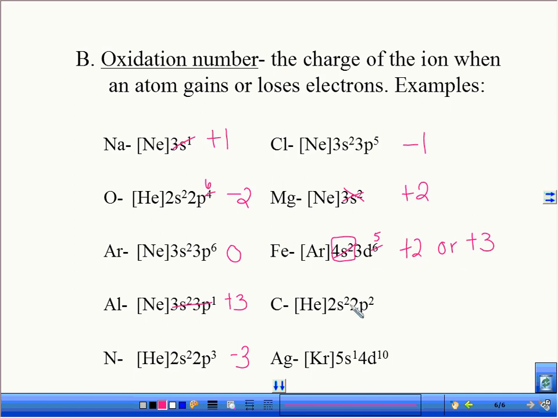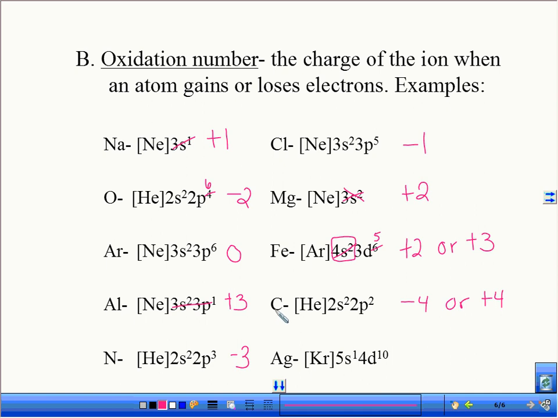If you look at carbon, carbon has 2 plus 2 is 4. Well, you're trying to get to 8, so you could either add 4, which will make it a negative 4, or you could lose 4, which will make it a positive 4. But carbon actually is a non-metal.